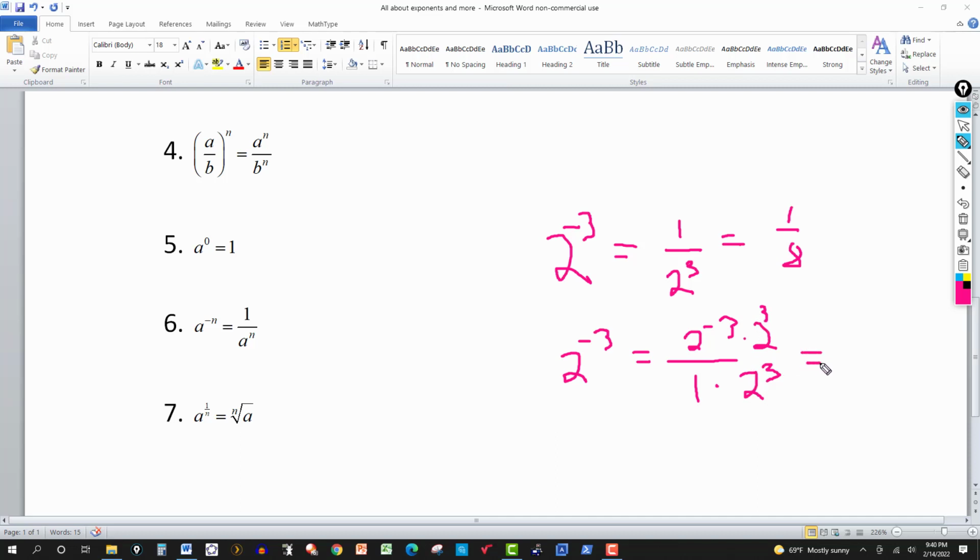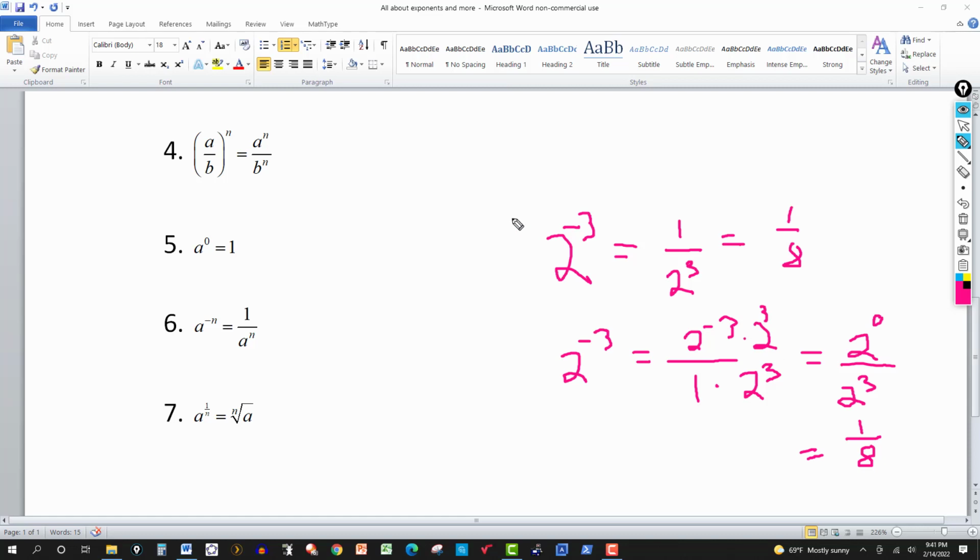So now this gives me 2 to the 3 times 2 to the negative 3. We bring down the base and add the exponents, 3 and negative 3. This is 0. And 1 times 2 to the 3 is 2 to the 3. And of course, we just mentioned that any number to the 0 power is 1. So this is 1 over 2 to the 3, which of course is 8.